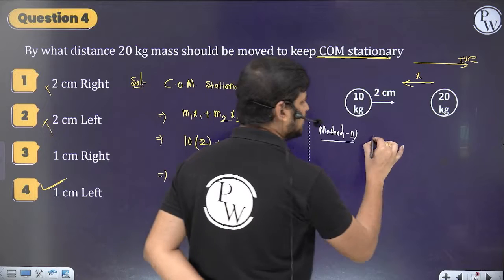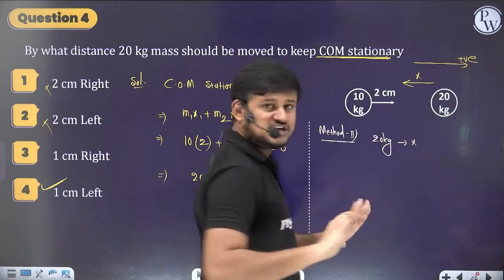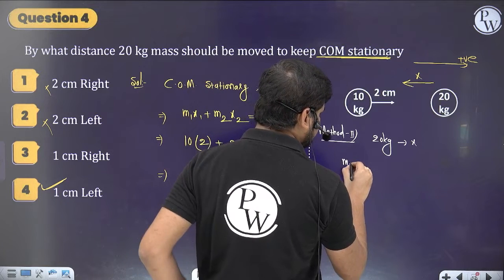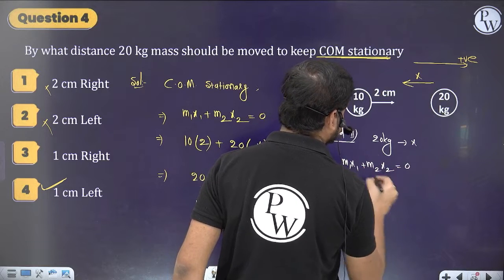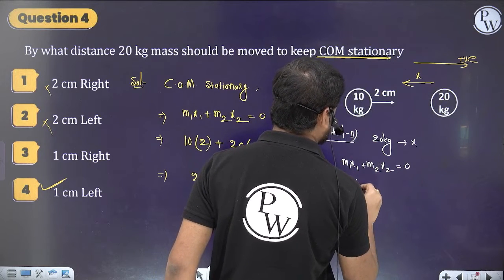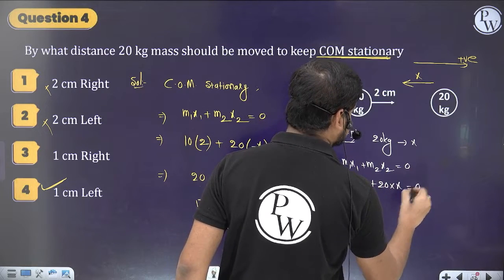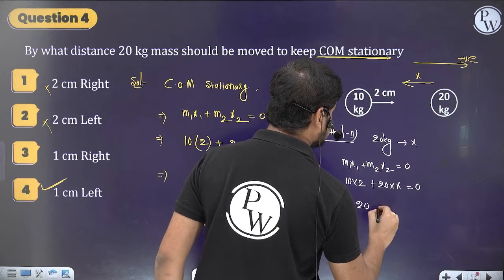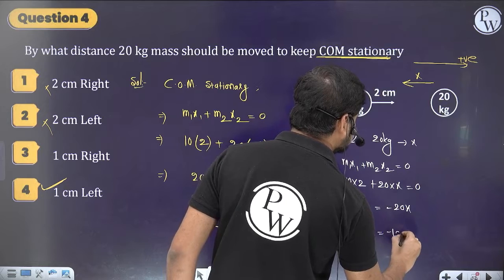Let the 20 kg block be moved some distance x, direction unknown. We apply the same formula: m1 x1 plus m2 x2 equals 0. m1 is 10, x1 is 2, m2 is 20, x2 is x. Substituting the values, 20 equals minus 20x, so x equals minus 1 centimeter.